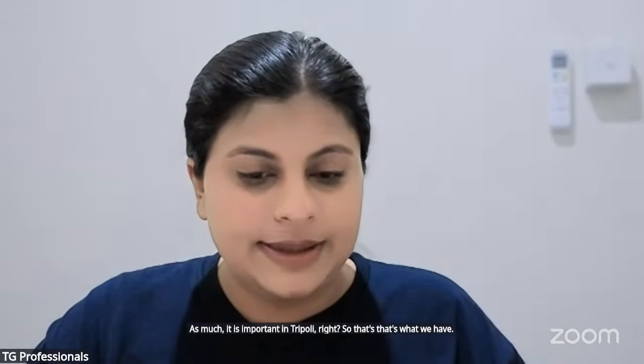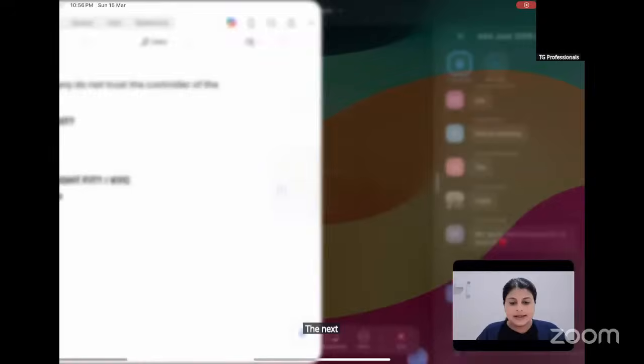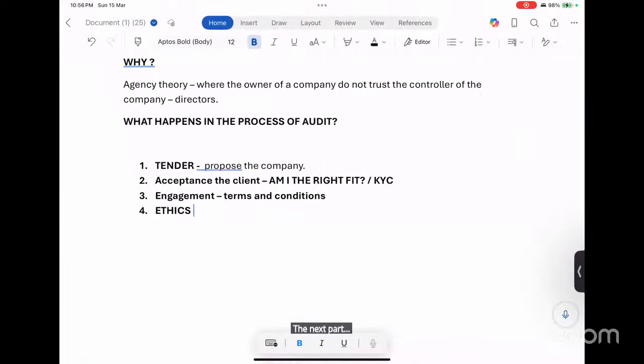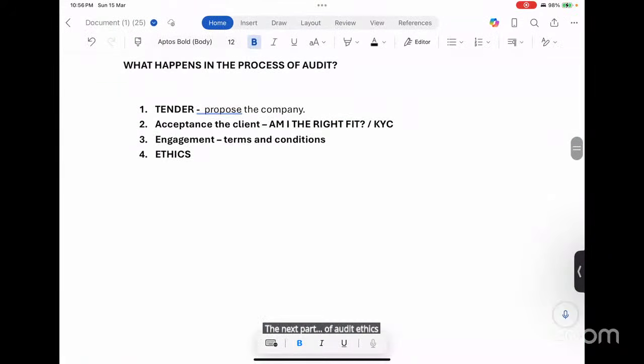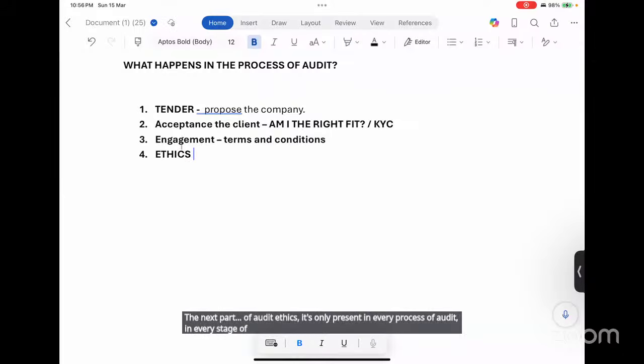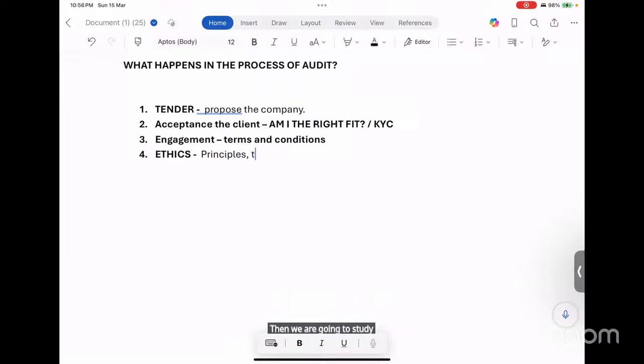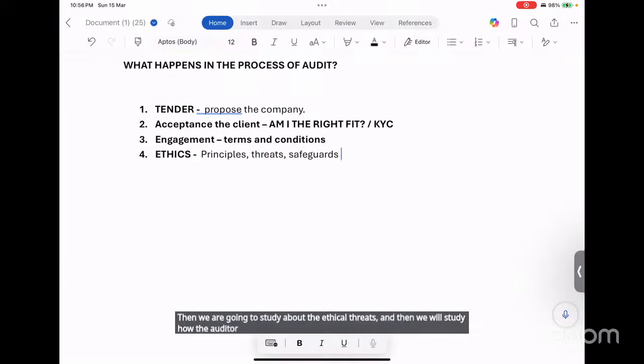The next part of audit, ethics, is omnipresent in every process of audit, in every stage of audit. The auditor needs to maintain his ethics. So we will study a lot of things where ethics are compromised. We will study the principles of ethics, okay? Then we are going to study the ethical threats, and then we will study how the auditor can overcome those ethical threats. So that forms a very important part of AAA. Okay.